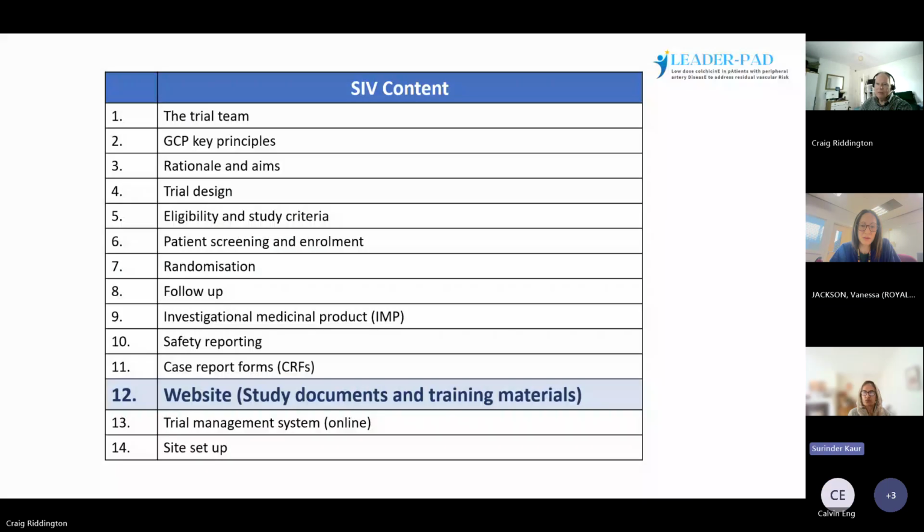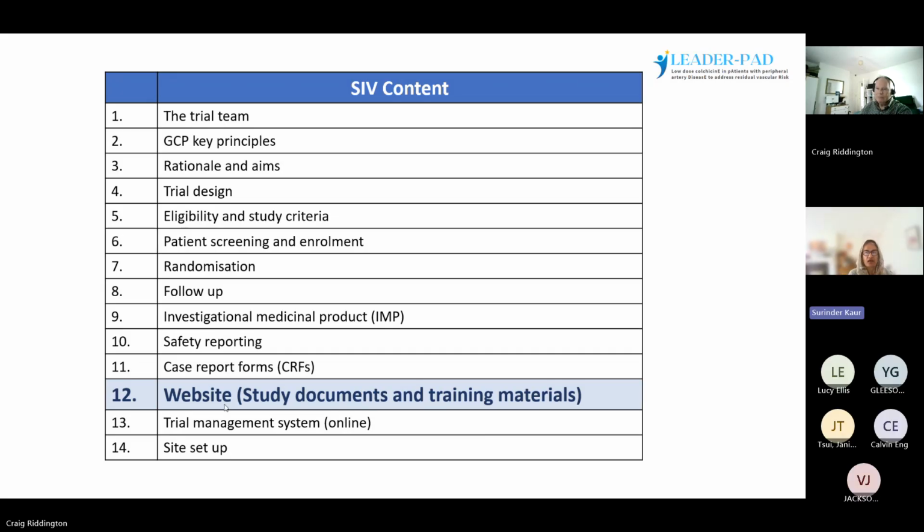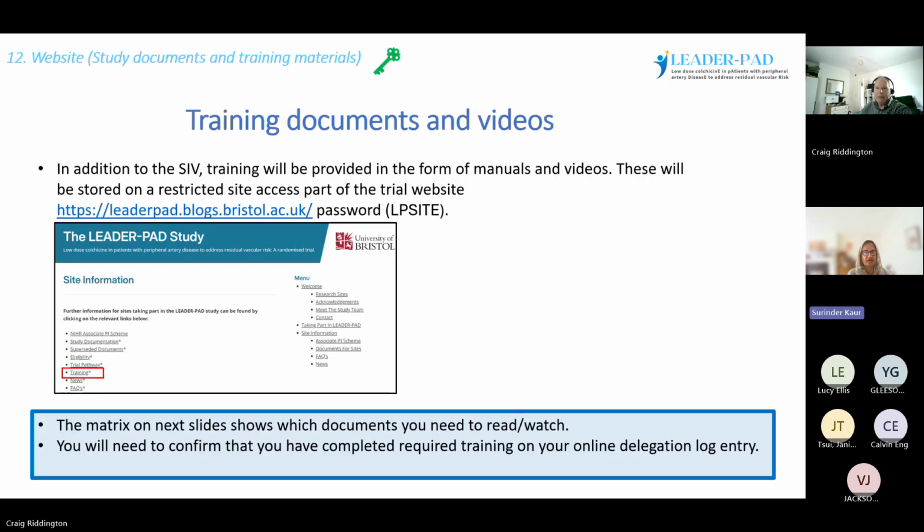Okay, so we are at the website section. Slide 12. We move on to the study website where you can locate the study documents and training materials. You'll be sent a link to a recording of this SIV, and training will also be provided via the manuals and videos. These are stored on the restricted site access part of the trial website.